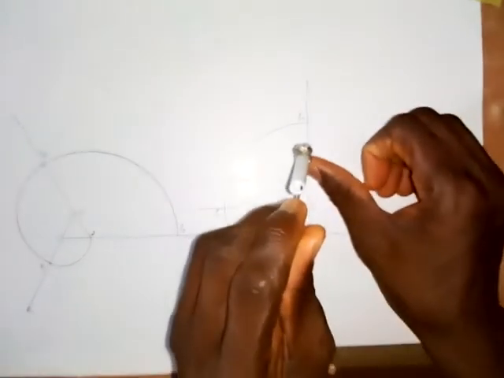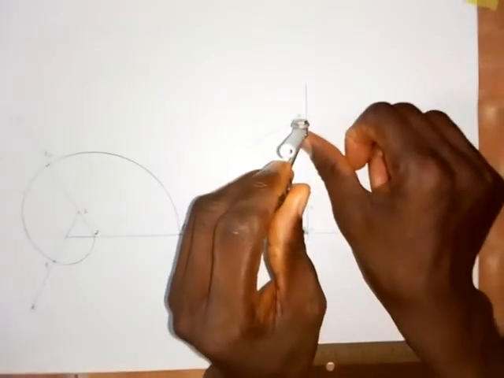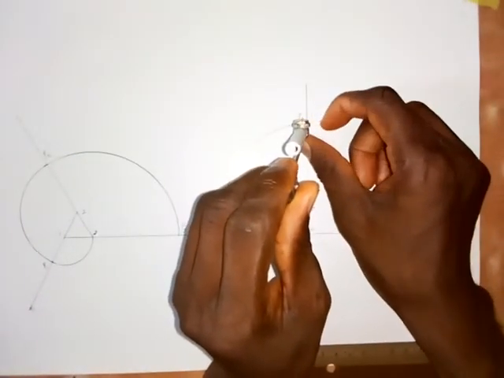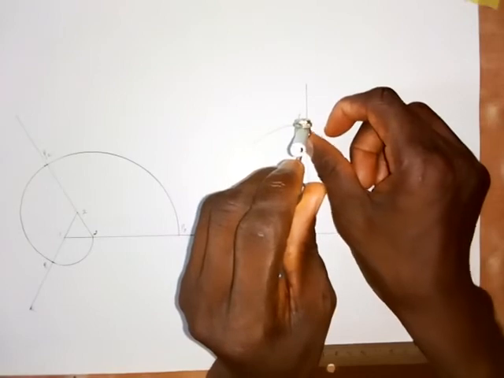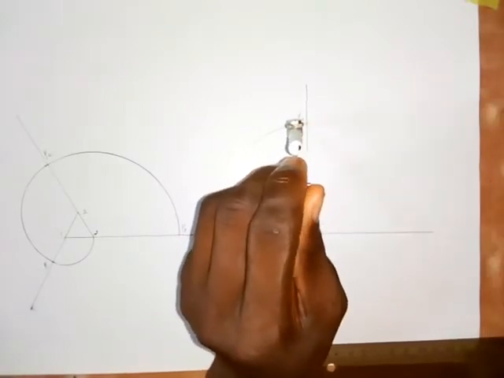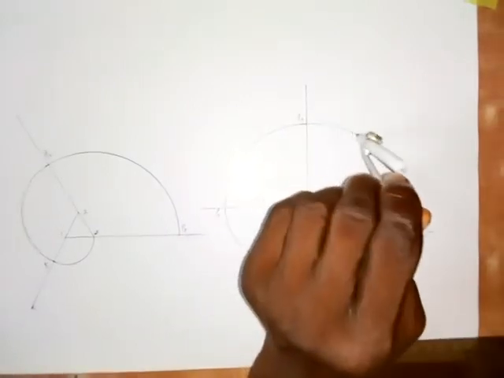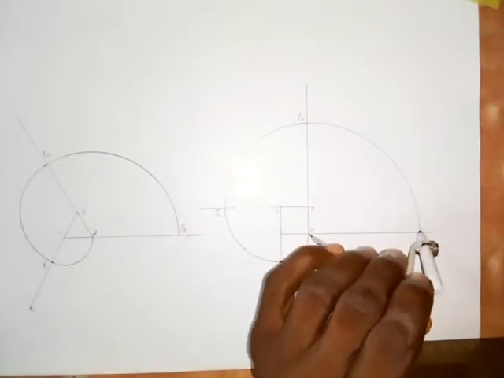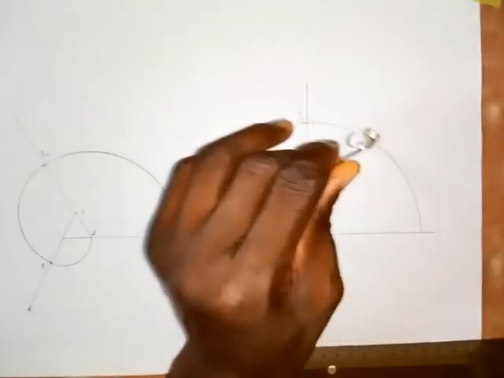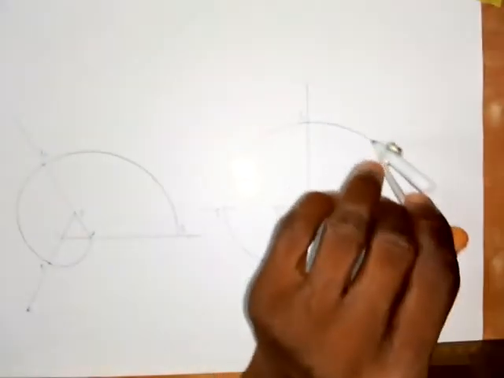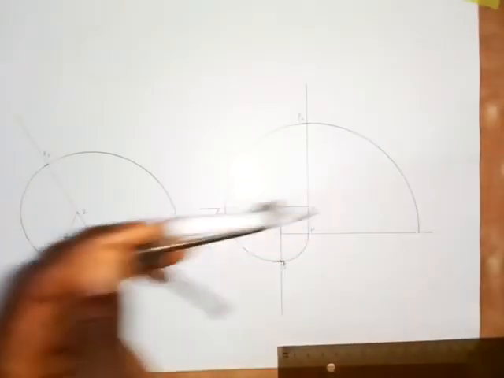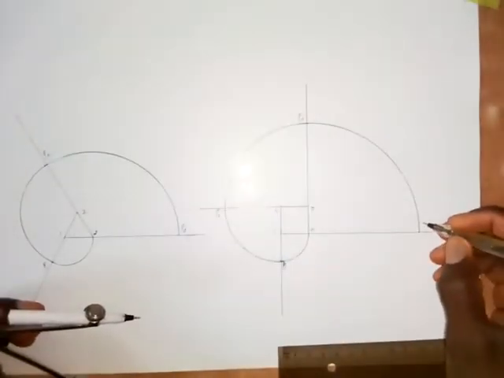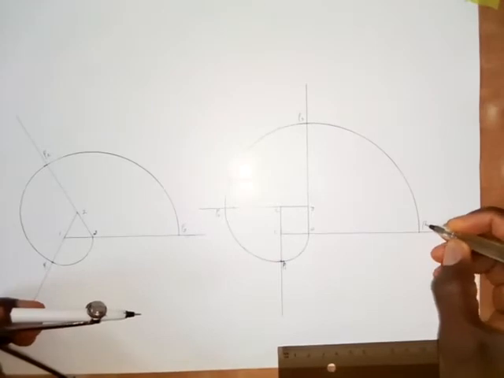Put your compass at point 4 here and extend it to P3. Then draw an arc. The arc goes like this. When you touch this line, stop there. So this is point P4.